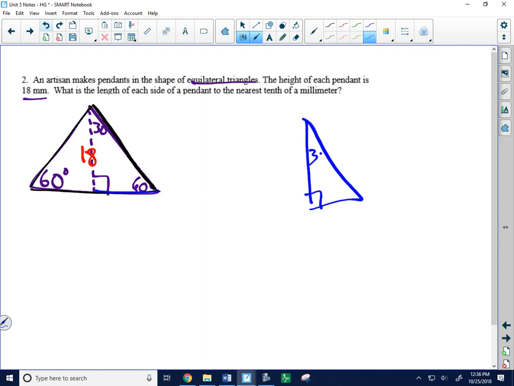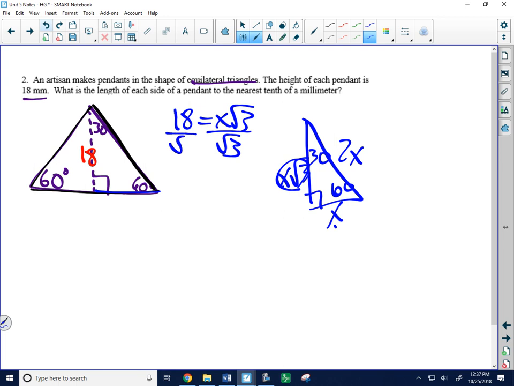Look back at the 30, 60, 90. It's the x radical 3. So I'm going here to there. This is the type I like to just set the long leg equal to the long leg in the diagram. 18 is x radical 3, and divide by radical 3. If you immediately knew just to divide by radical 3, fine. You don't have to set up an equation.